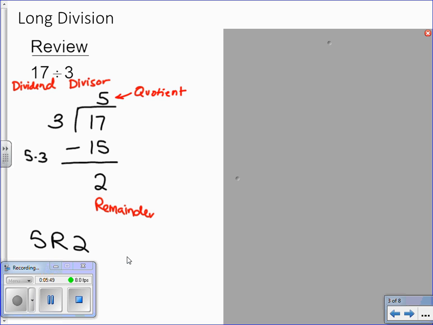You got a quotient 5, you got a remainder 2. What's your answer with a fraction? 5 and 2 thirds. You put it over your divisor, don't you? Okay.